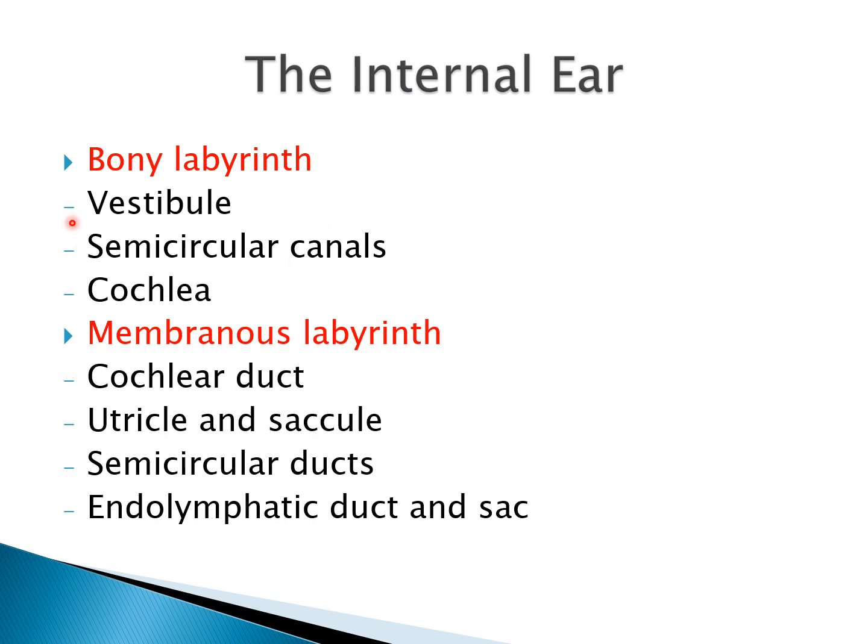So we saw about the bony labyrinth. Now moving on to the membranous labyrinth. So membranous labyrinth has cochlear duct, utricle, saccule, semicircular ducts, and endolymphatic duct and sac.